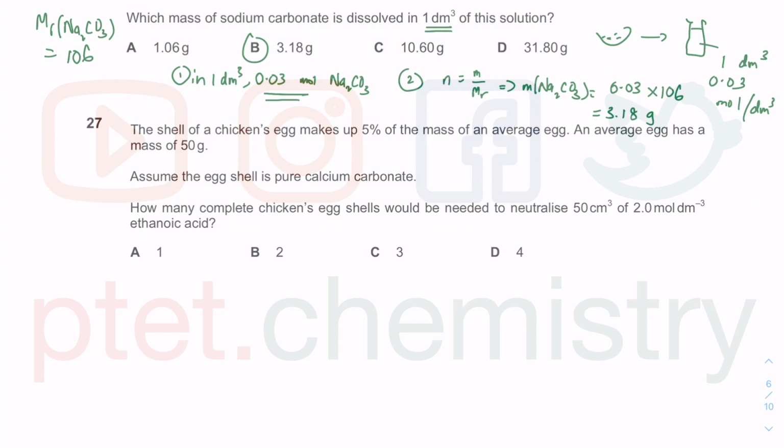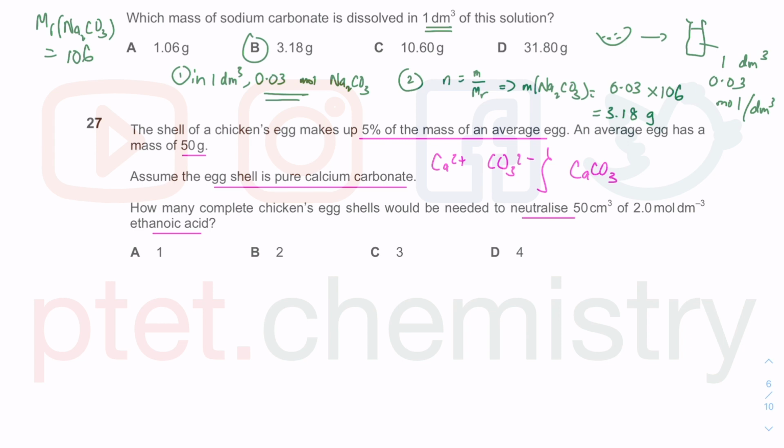Question 27. So this is the shell of a chicken egg, make up 5% of the mass of average egg. Average egg has 50 gram. So you know the other mass are all the things that are inside, your egg white and your egg yolk. Assume the egg shell is pure calcium carbonate, so calcium 2 plus, CO3 2 minus, same charge. One of these will cancel one of that. I hope you know your formula good enough to be able to see that. Then you need to neutralize etanoic acid. Etanoic acid. Okay, this is a bit tricky.